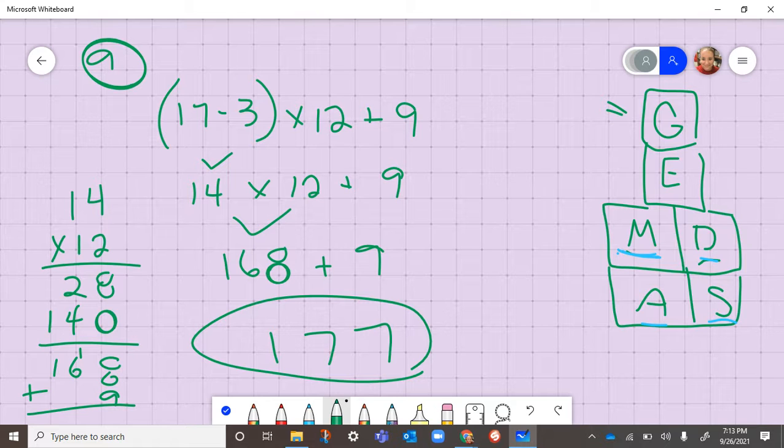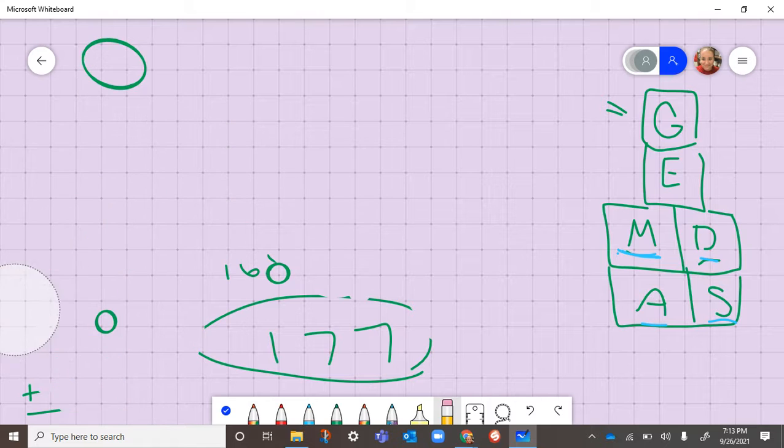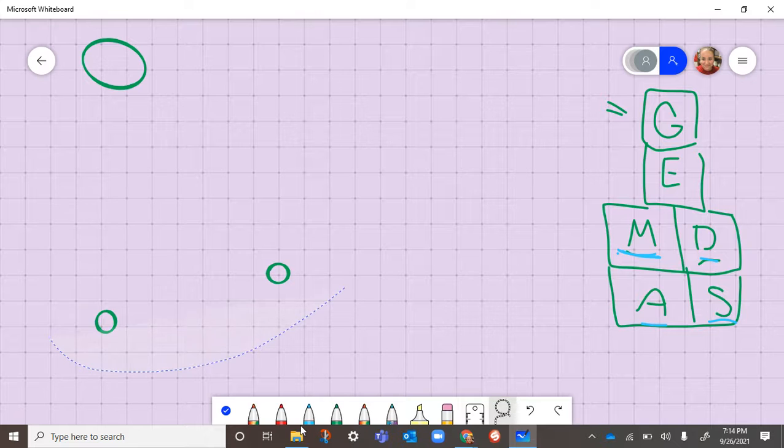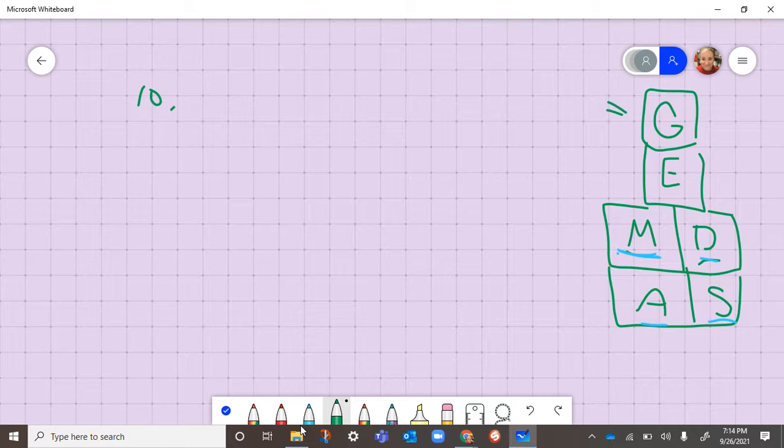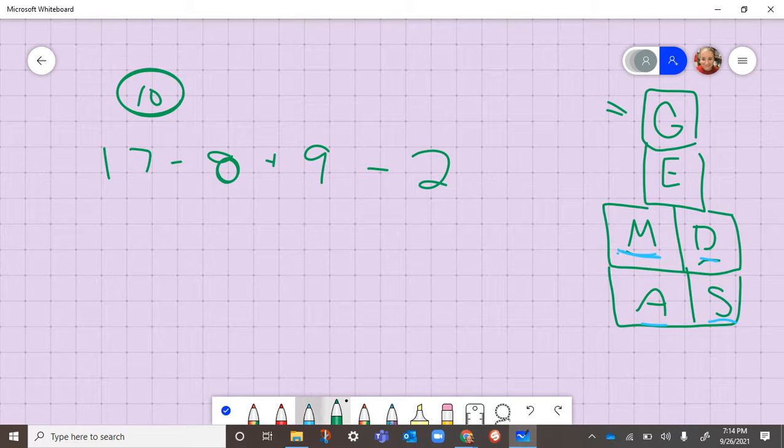Then number 10. I've got 17 minus 8 plus 9 minus 2. All right, here I've got subtraction, addition, subtraction. So these are on the same line right here, the same blocks right next to each other. So I'm going to go just with what's first. And what comes up first on the left is that subtraction. So I've got to do that first.